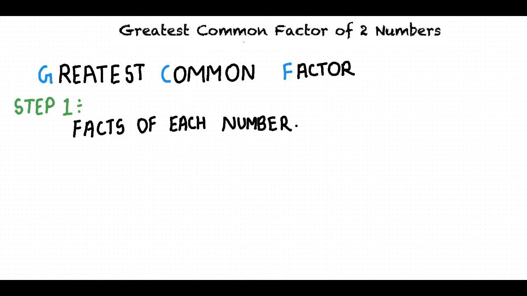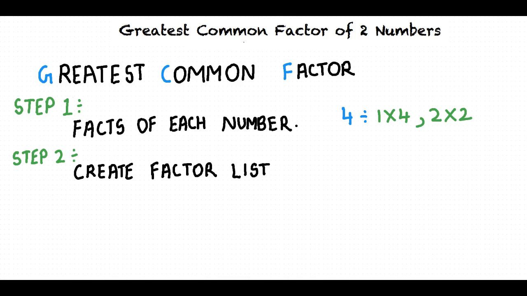The first step would be to write down the multiplication facts of each number. For example, the facts of 4 are 1 multiplied by 4 and 2 multiplied by 2. The next step would be to create the factor list for both the numbers. Hence, the factor list of 4 would be 1, 4 and 2. Thus, at the end of this step, we would be having two factor lists. The first list for one number and the second list for the other number.